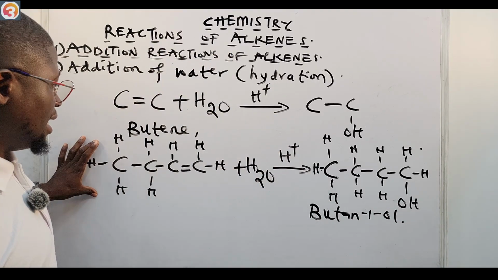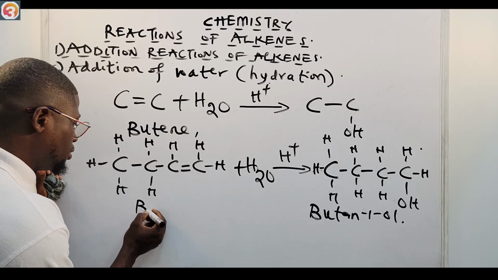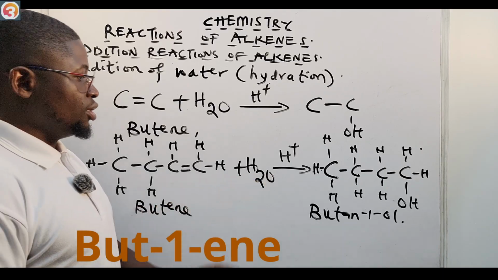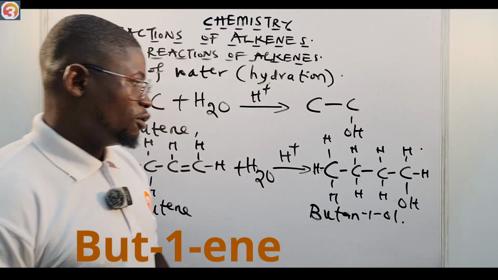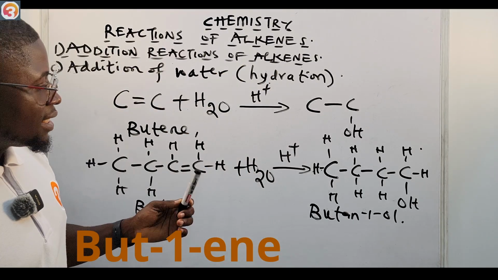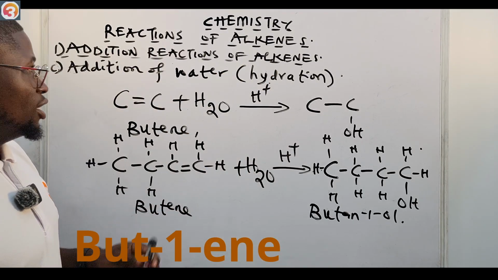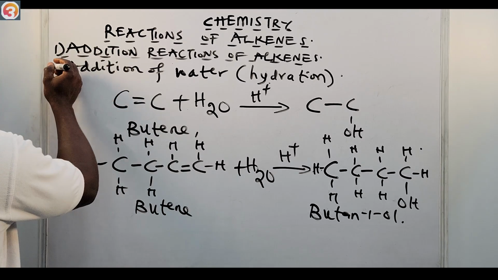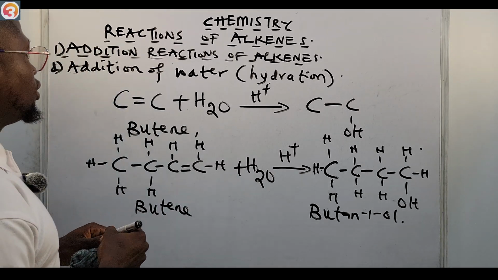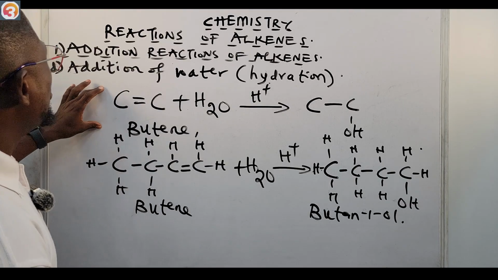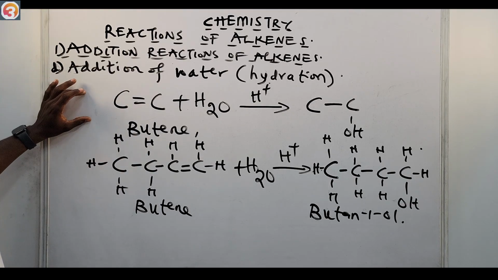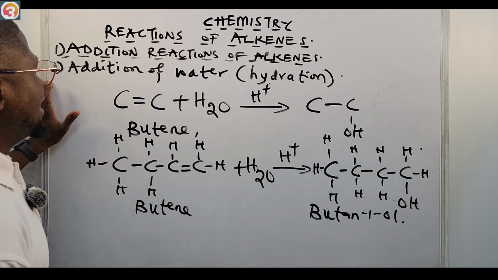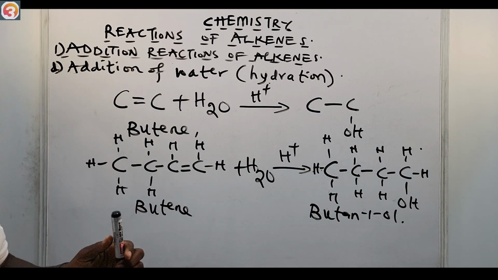So this is butene here, reacting with water in the presence of hydrogen ion to give us butanol, or butan-1-ol. It's as simple as ABC. Is this the fourth one? Yes, this was the fourth addition reaction we looked at, which is hydration, the addition of water in the presence of hydrogen ion to give us an alcohol. So let us now see the fifth.